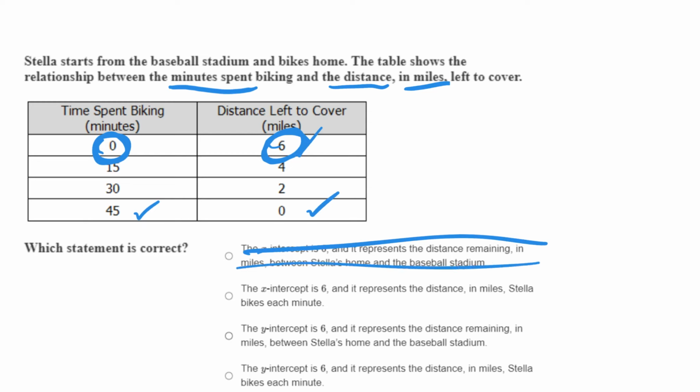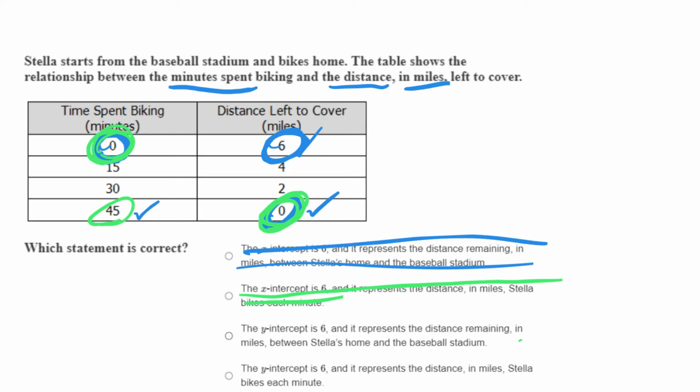Next one, it says the x-intercept is 6. Well, the x-intercept is when y is equal to 0. That's right here. So the x-intercept was 45 minutes. So that's no good. All right, the y-intercept is 6. Remember, the y-intercept is when x is equal to 0, so that checks out. And it represents the distance remaining in miles between Stella's home and the baseball field.